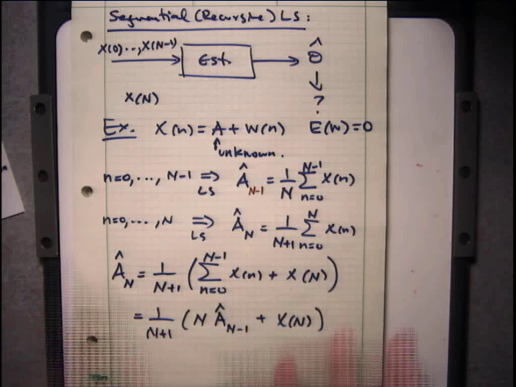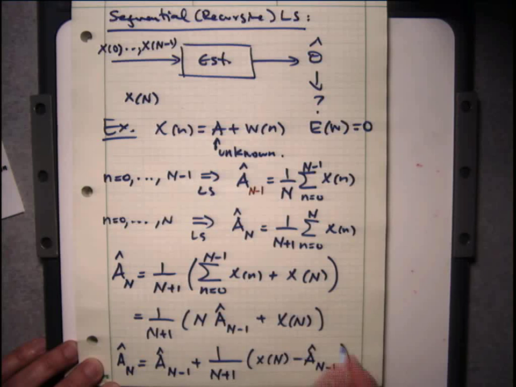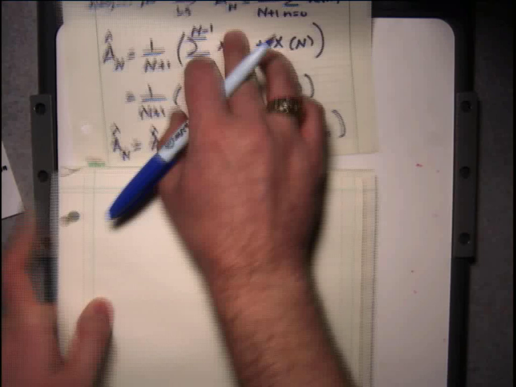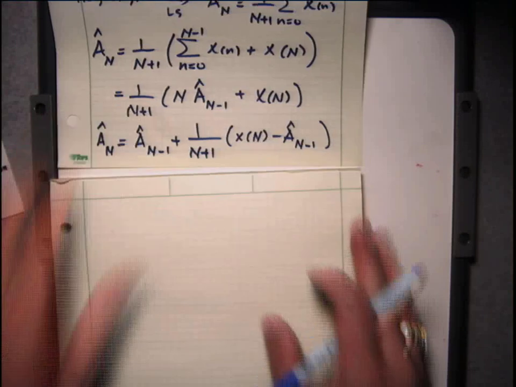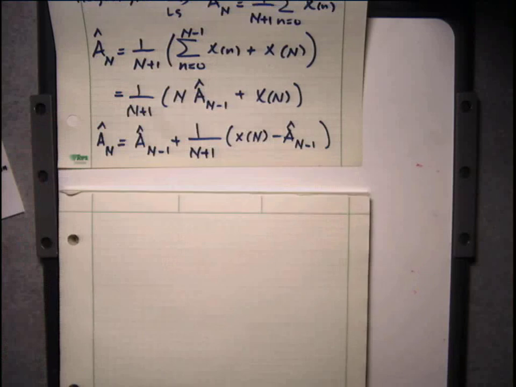And then I'm just going to massage the equations and simplify things, and then what I'm going to get is this: A hat n is A hat n minus 1 plus 1 over n plus 1 times x[n] minus A hat n minus 1. Let me move this up so you can see a little better. This is just a few steps of algebra. And so let's take a look at this and see what happened.